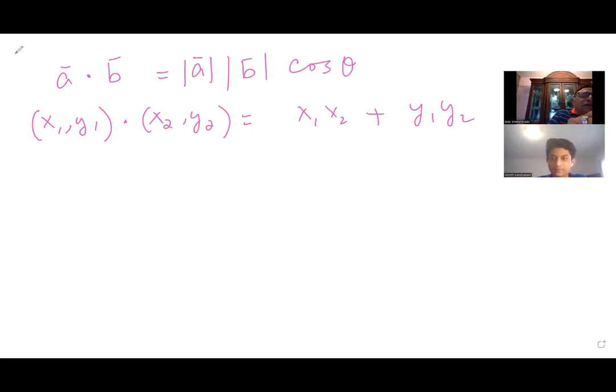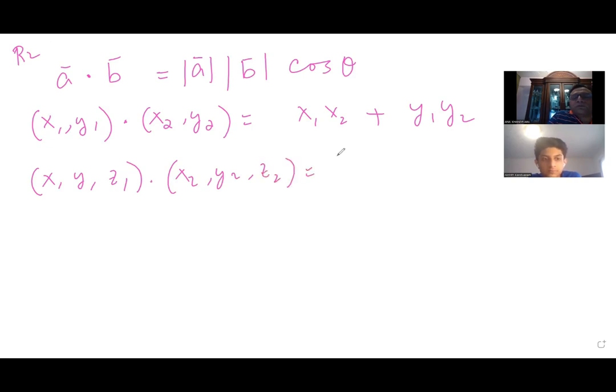Yes, sir. This is all in R2. If you have R3, it is the same thing. The only difference is x1, y1, z1 times x2, y2, z2 will give you x1 x2 plus y1 y2 plus z1 z2. That is how you find the dot product between two vectors. It is always a scalar quantity, correct?